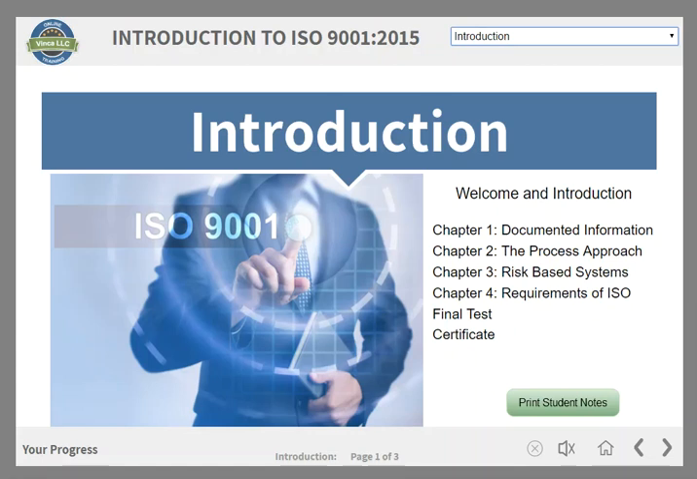Once you complete the training, you will be able to take the final test. The passing grade for the quiz is 75%. If you do not pass, you are able to review the training and try again. Once you pass the quiz, you will be able to print your training certificate.